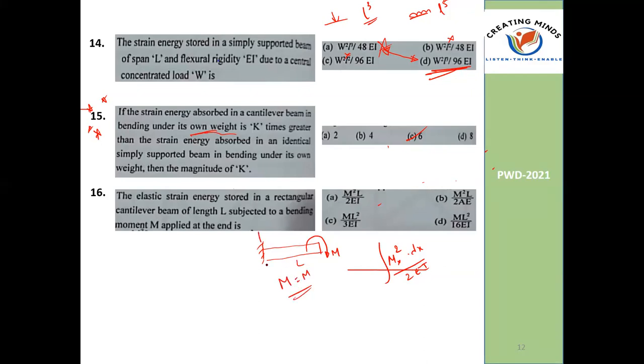Here if you take the moment, you are getting only a direct moment. So Mx equals M. So what are you getting here? M square by 2EI, M square L by 2EI. Yes, M square L by 2EI. Which one is the option? Option A. Any doubts?